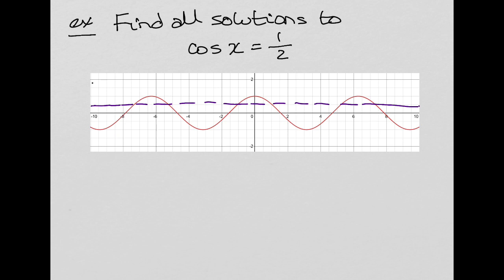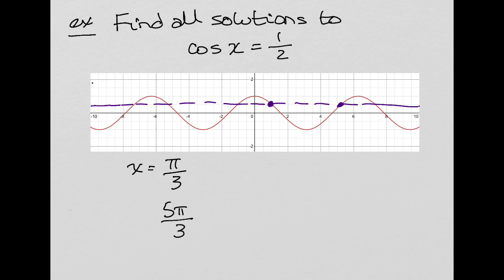Well, here's one. This might be the first one that you think of. It's the unit circle value in the first quadrant. So that's one solution, pi over 3. But that's not the only solution. Here's another one. And you might recognize that as the other unit circle value, 5 pi over 3, where the value of the cosine is a half.